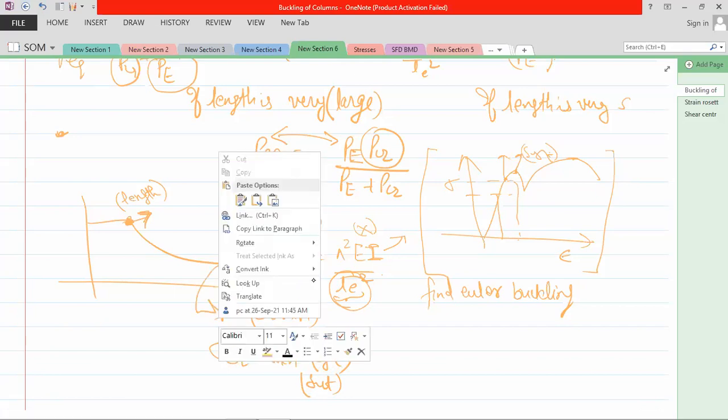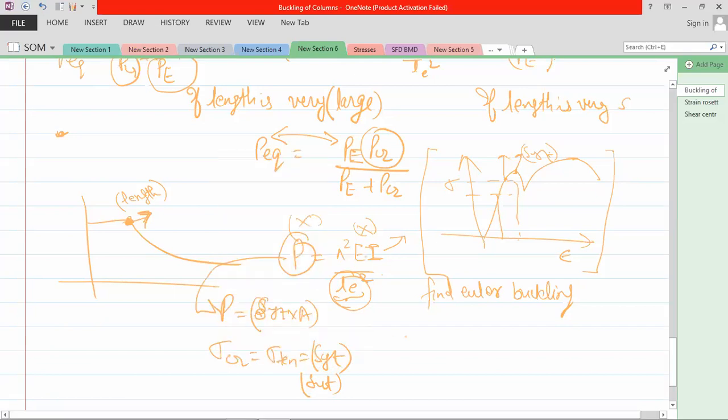And your E value, how to obtain E? Suppose these two values are given, one value at this point and one at this point. You can obtain E as delta sigma by delta epsilon. That is your E value. That's why they gave the stress strain curve, to find the modulus of elasticity and the value of P critical, that is SYT into A or SUT into A. You can put both values and get the length of the bar for which Euler buckling is applicable.